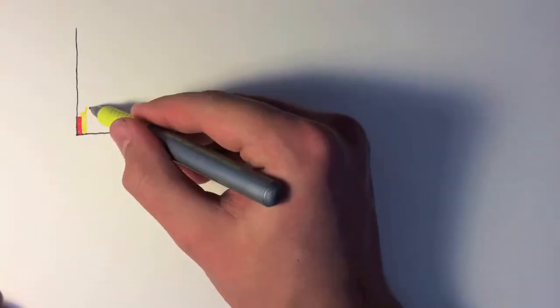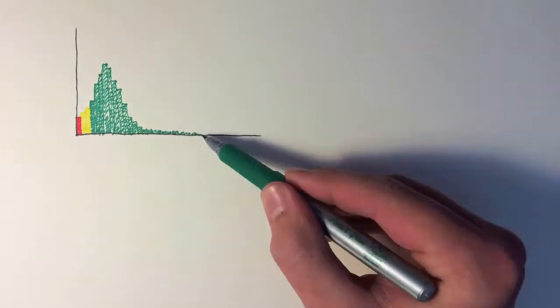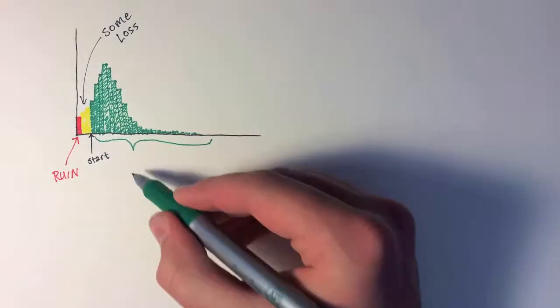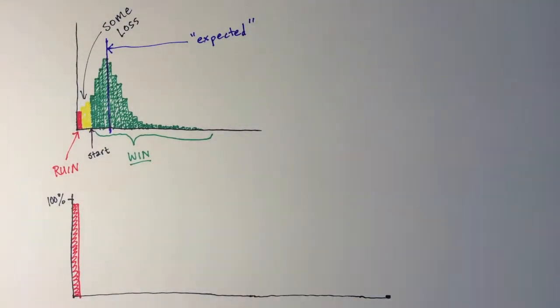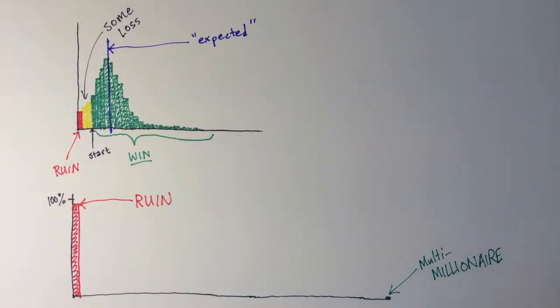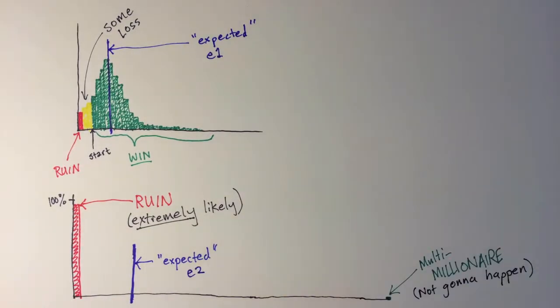We will consider two strategies. The first has a very small risk of ruin, a slightly larger risk of losing some money, and a very high probability of making a decent return after several trades. This strategy yields an expected return marked by the vertical blue line on the graph, labeled E1.